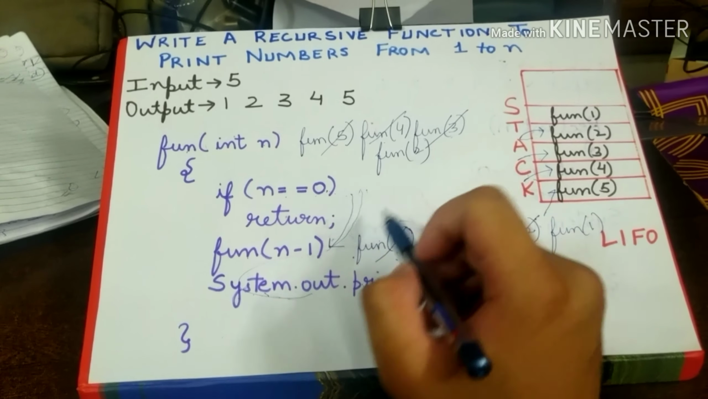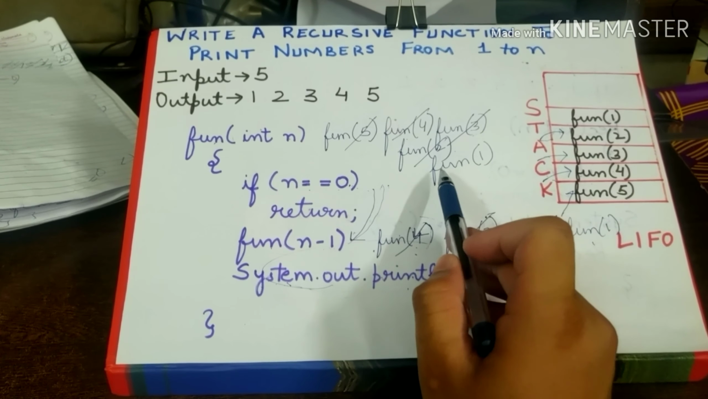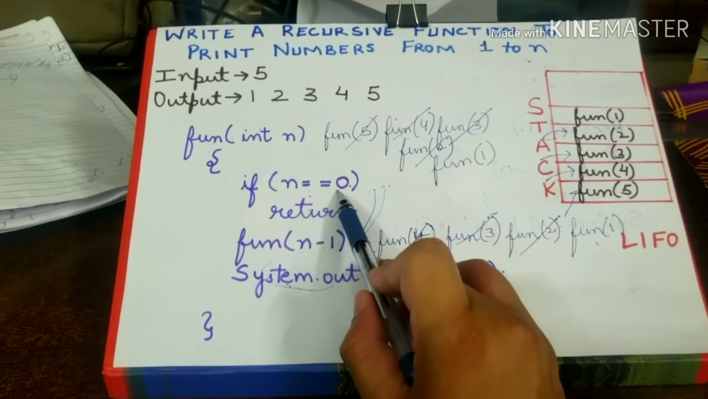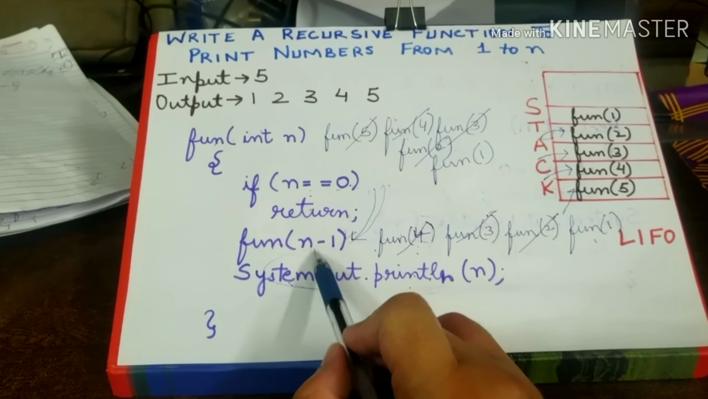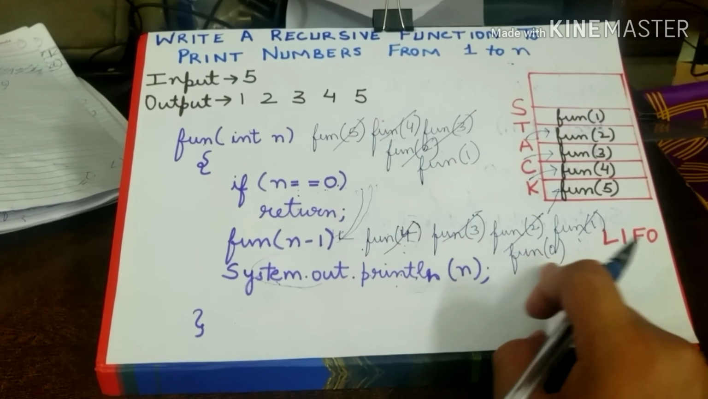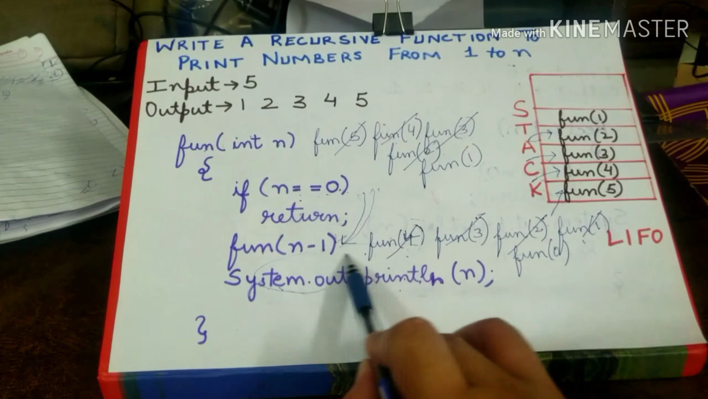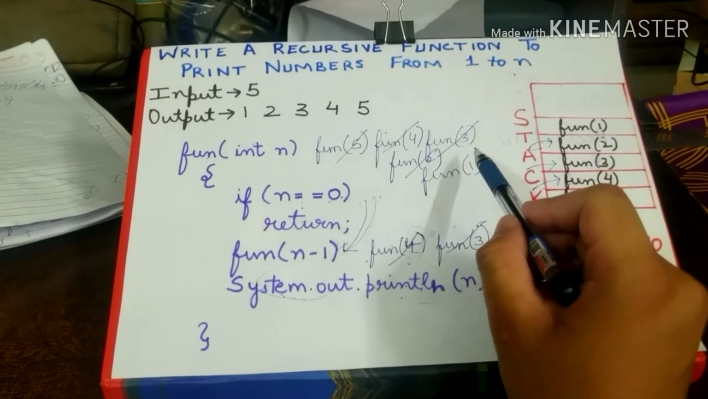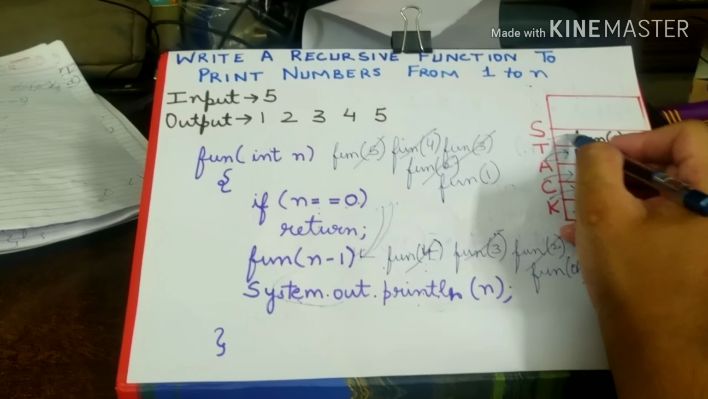Now we need to find the value of fun 1. Is 1 equal to 0? No. So it goes to this statement. Fun of 1 minus 1, that is fun of 0. Now fun 0 will be called, but we need to execute this statement. So to execute this statement, the fun 1 method will be stored into the stack.